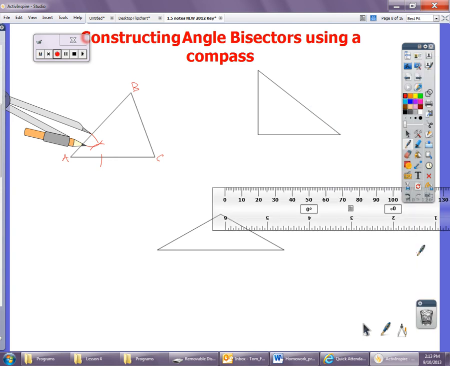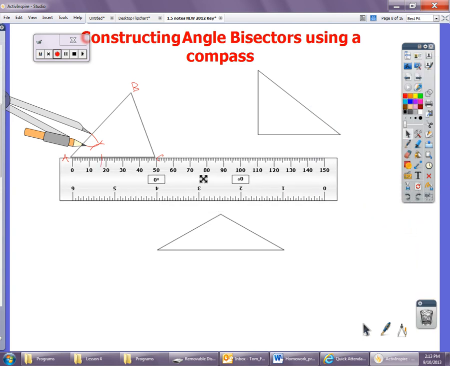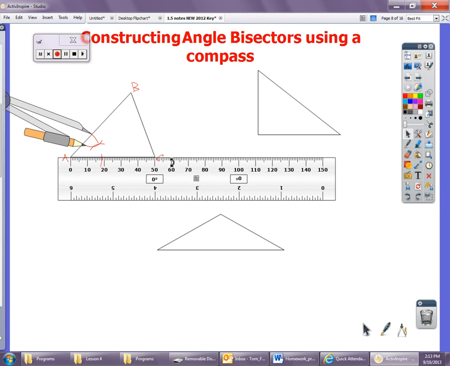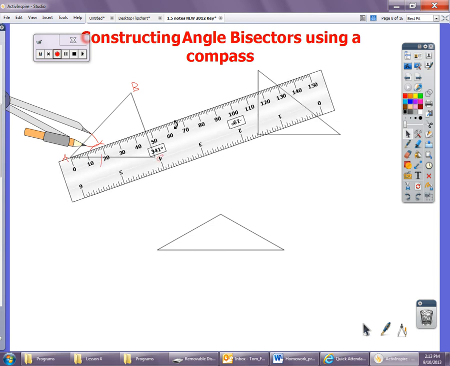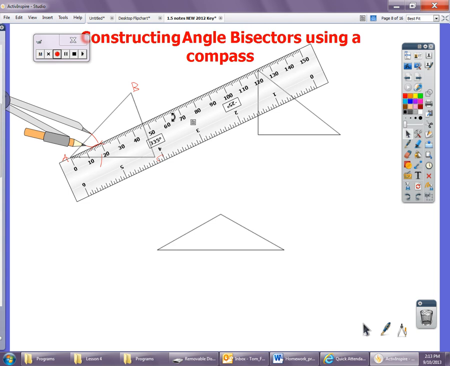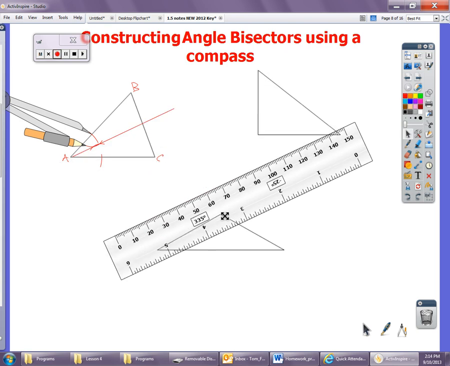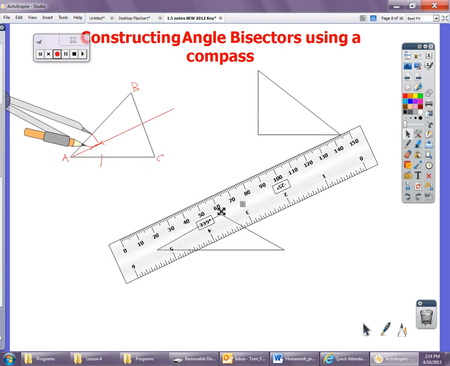So I got my ruler back. So we start the ruler at our vertex. And it goes through these 2 points. Alright. And now I can draw my straight line. So we have our angle bisector there. Now I want to find my angle bisector on angle B, so I go up to angle B.